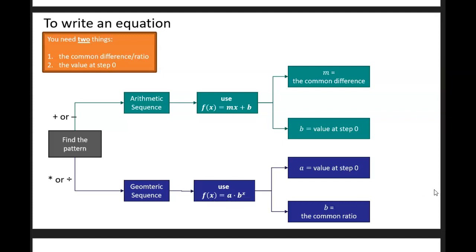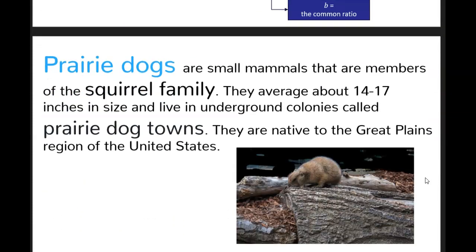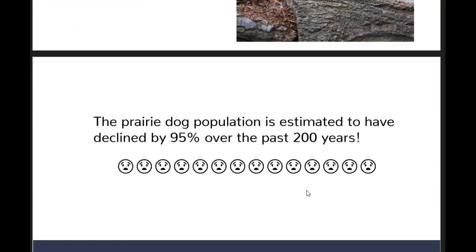And today we are going to tell a story about prairie dogs. Sad, sad prairie dogs. So prairie dogs are small mammals that are members of the squirrel family. They average about 14 to 17 inches and live in underground colonies called prairie dog towns. They're native to the Great Plains region of the United States. So there's a little prairie dog right there. Cute little guy. But the prairie dog population is estimated to have declined by 95% over the past 200 years. So prairie dogs are dying out. Super sad.